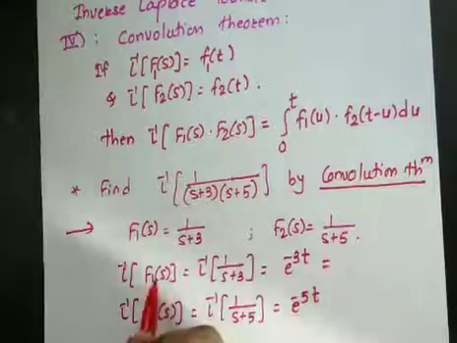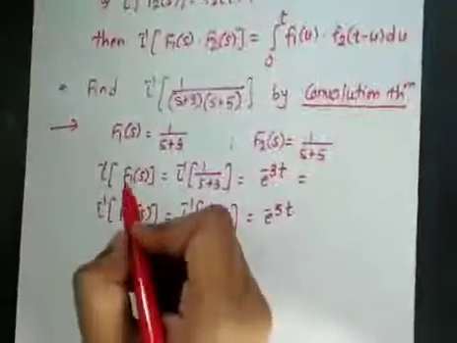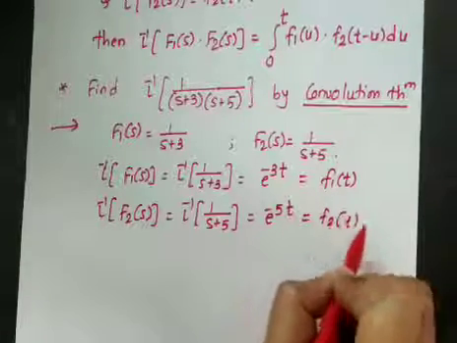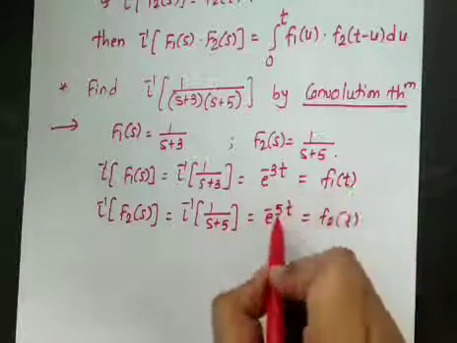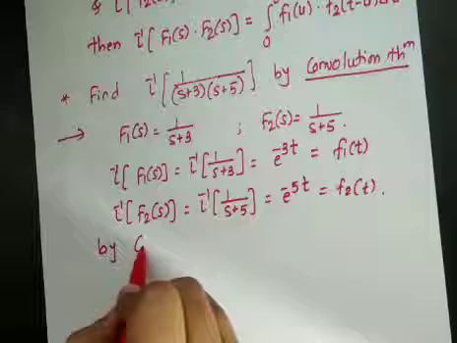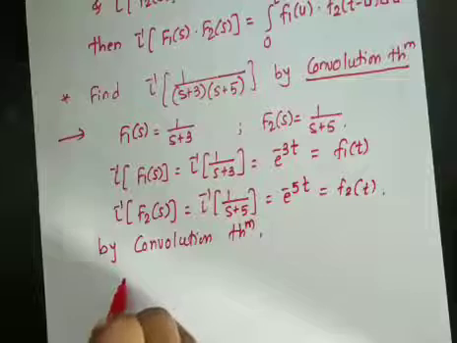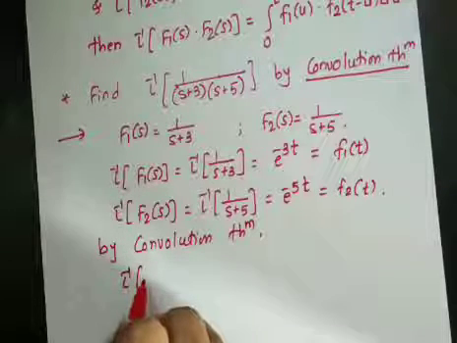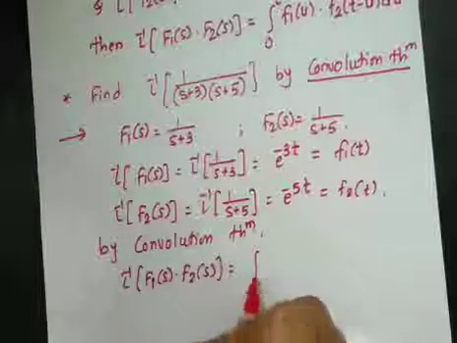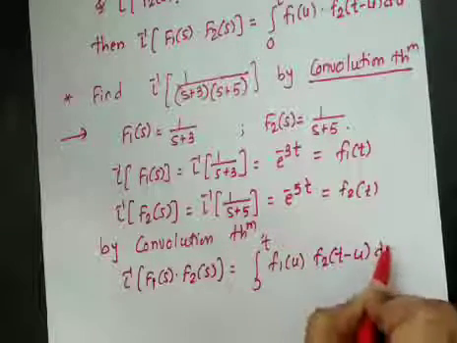So Laplace inverse of the first function we will call f1(t), and for the second f2(t). So this is your function f1(t) and this is your f2(t). Now it is your choice, we can call f1 to this also and f2 to this also. Okay, then by convolution theorem, I'll write the formula first: Laplace inverse of F1(s) into F2(s) is equal to integration 0 to t f1(u) into f2(t minus u) du.